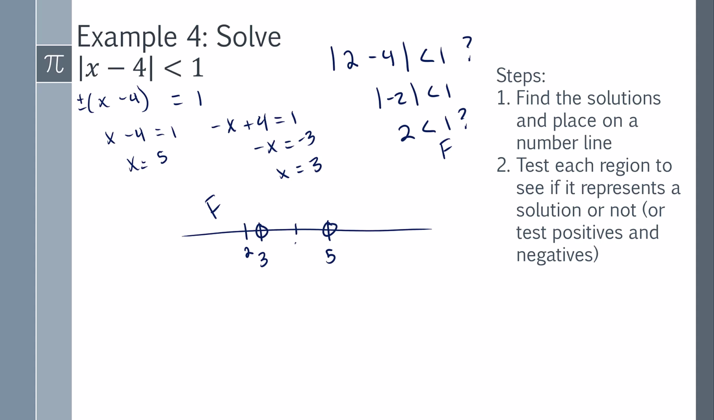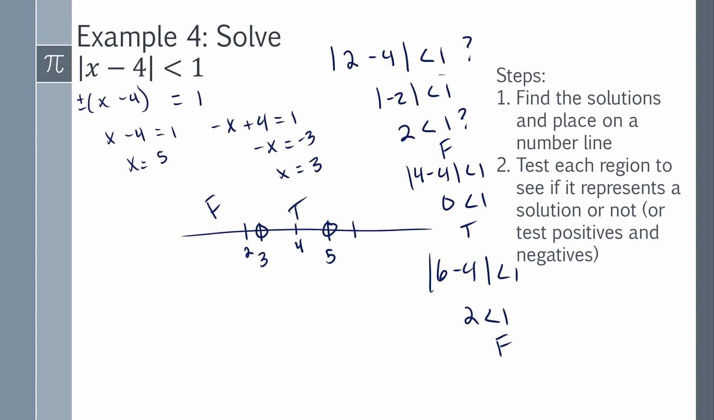So now I'll plug in a value in between, like 4. So now I'm going to get 4 minus 4. Is that less than 1? Is 0 less than 1? That's true. And if I plugged in 6, 6 minus 4, is that less than 1? I get 2 is less than 1. That is false. Now we just got to be careful. Remember, it's absolute value, so anything inside the absolute value becomes positive. So we shade the value that's true. And so my answer is going to be 3 to 5.